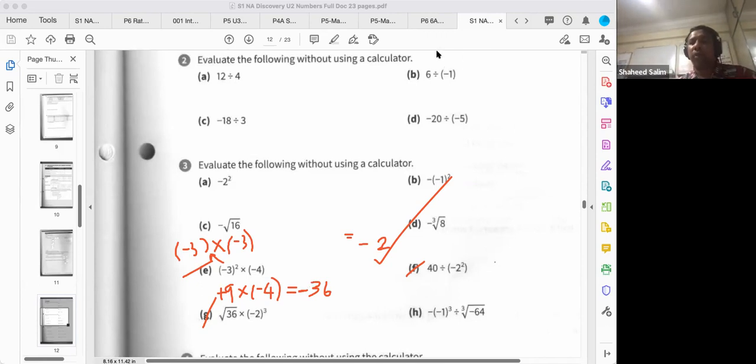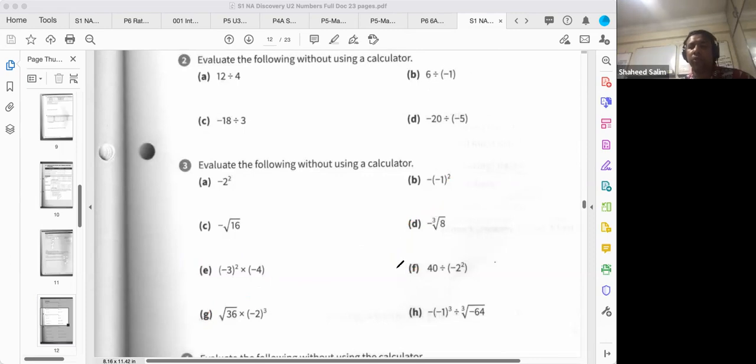Now we try the next one. I want you to think through. You try F first, and then we go through. Let me see. Darwish has given his F. Okay, Darwish, yes, well done. E.